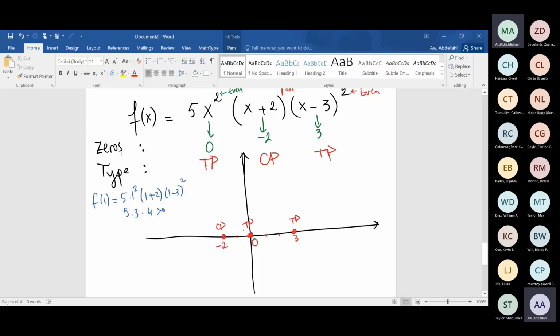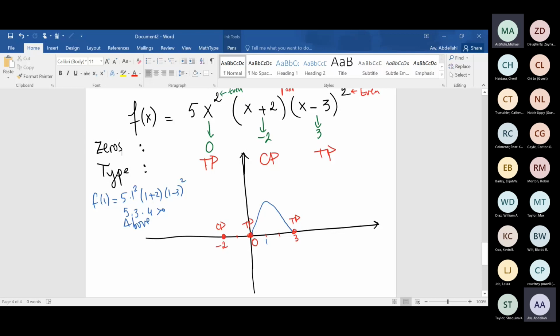Okay, so which means the graph lies above. Where is 1? Between what zeros? Between 0 and 3. So 1 is here. So what we said is above is the piece of graph between 0 and 3.